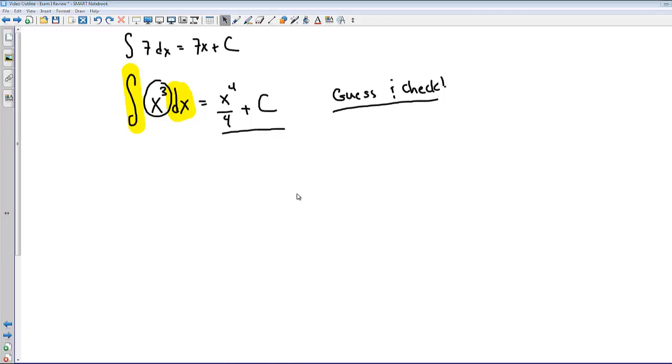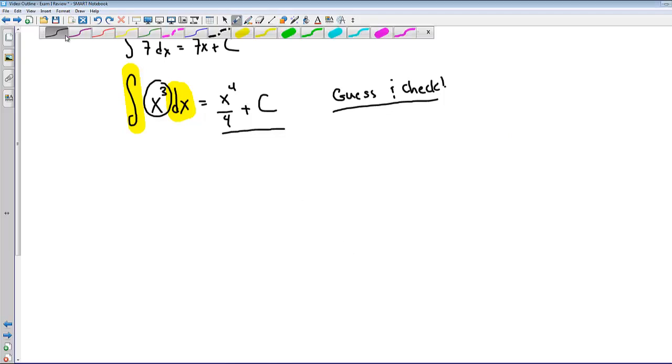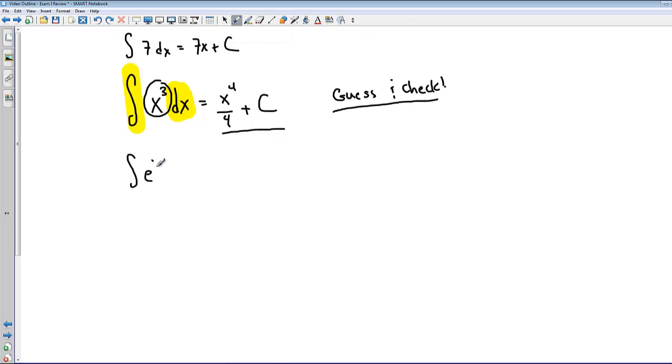All right, so what other basic types of integrals should you know? So you should also know the integral of e to the x dx, and also the integral of 1 over x dx. The integral of e to the x dx is just e to the x plus c, because the derivative of e to the x is e to the x. And this one's equal to the ln of absolute value of x plus c, because the derivative of ln of absolute value of x is 1 over x.